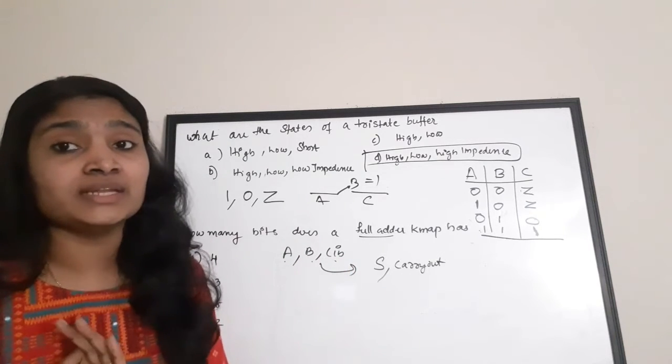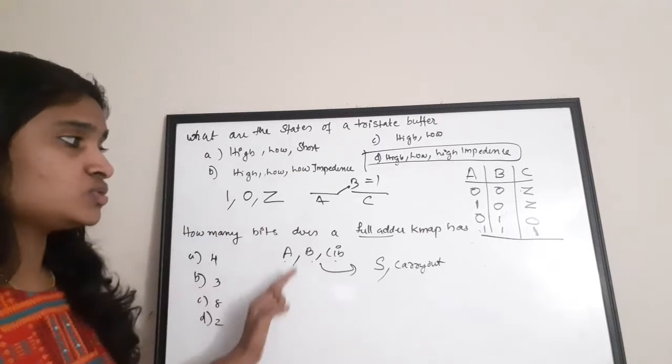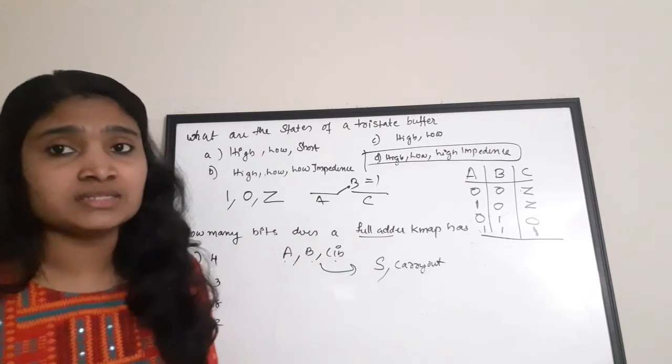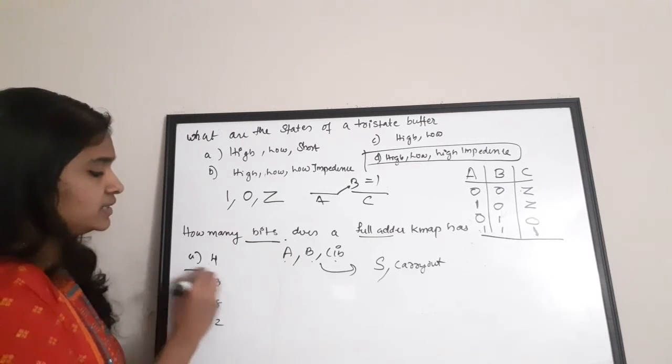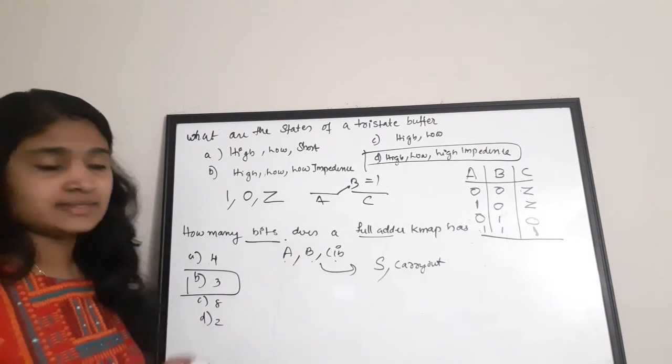So how many bits do we need? Actually 3 bits we need. So the K-map is having how many variables? How many bits are they having? It is a 3-bit K-map. So the correct answer is 3.